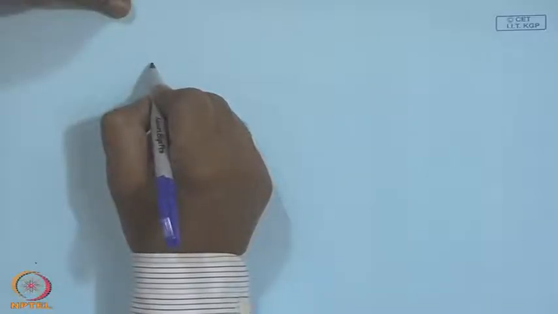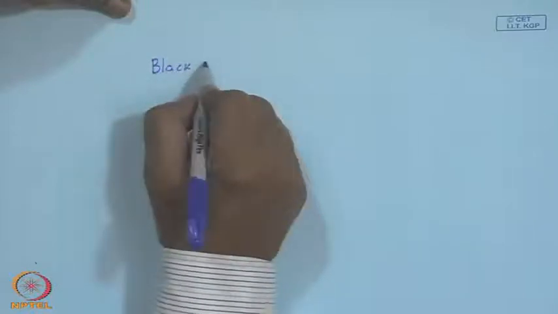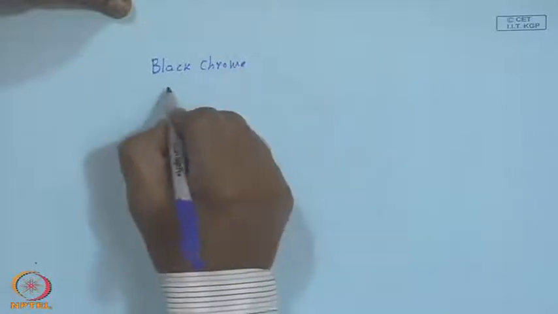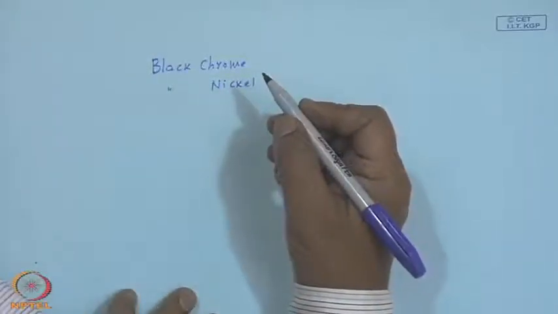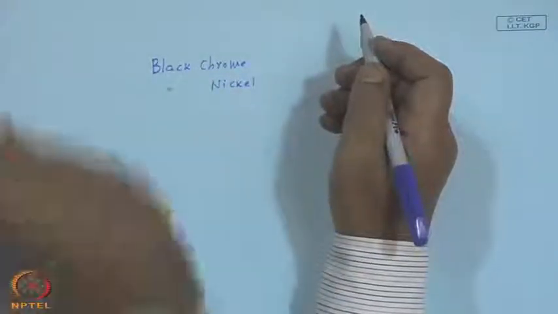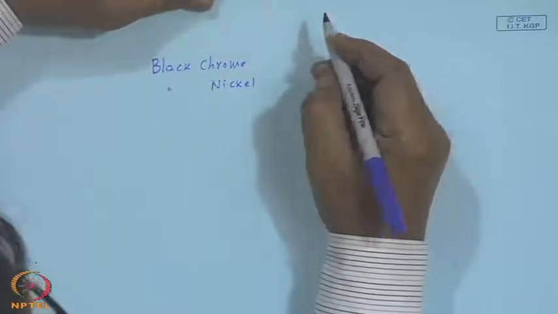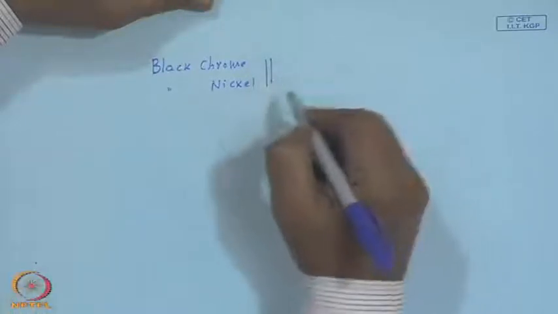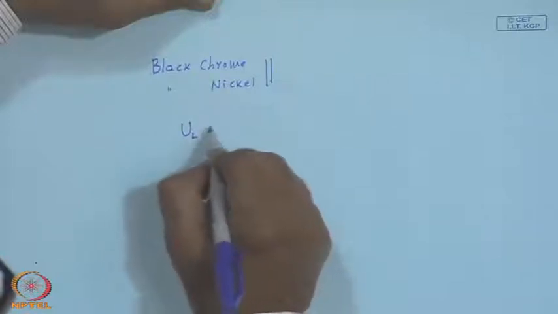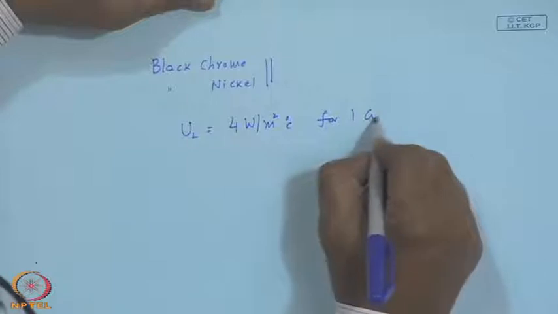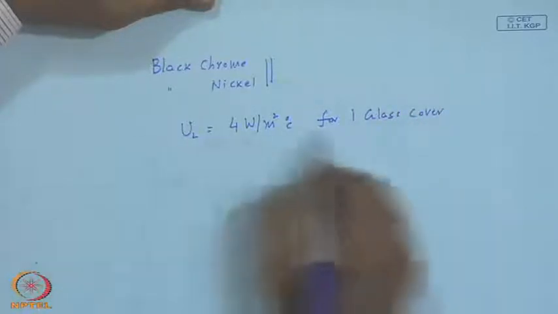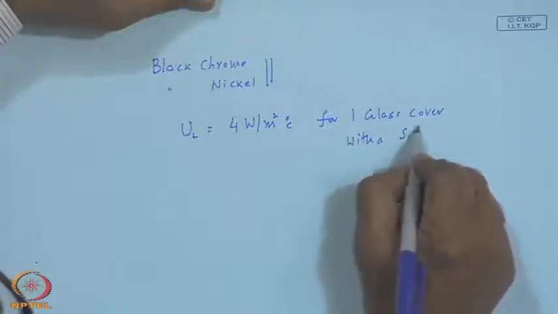But assuming there are many recommended commercially available selective surfaces like black chrome and black nickel. These are the two stable coatings. There are a number of processes to make a black chrome or black nickel coating on copper or steel surfaces, and these are commercially available, and typically they lead to a UL of 4 watts per meter square degree C for one glass cover with a selective surface.